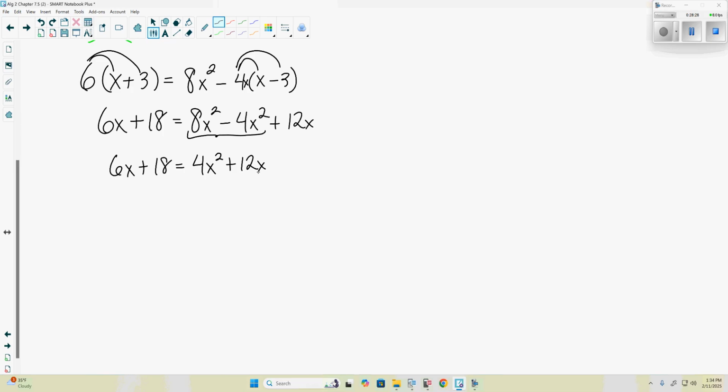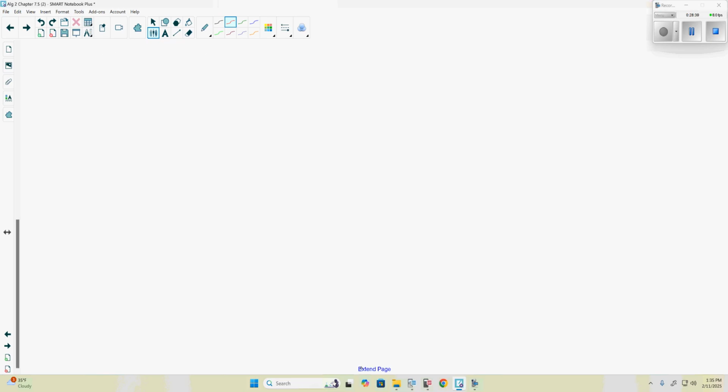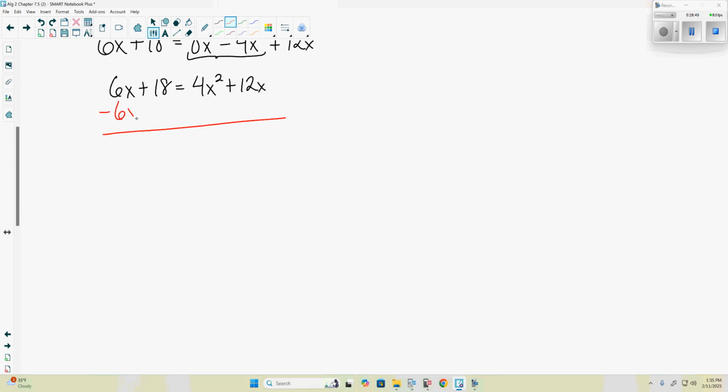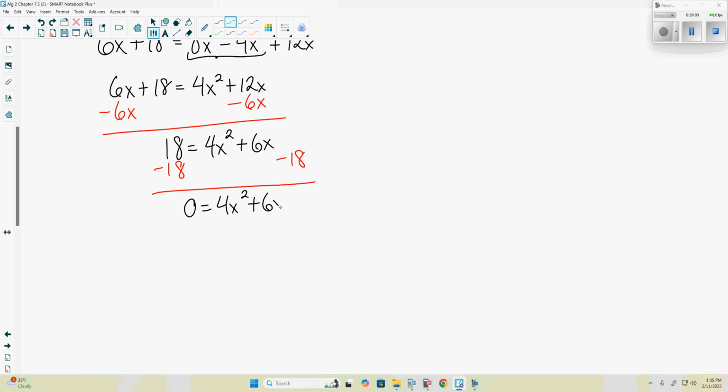We have an x squared term, so we do need to get this equation equal to 0. Personally, I try to move all the terms over so that the x squared term is positive. So what we can do first is subtract 6x from both sides, telling us that 18 is equal to 4x squared plus 6x. And lastly, subtract 18 from both sides, telling us 0 is equal to 4x squared plus 6x minus 18.